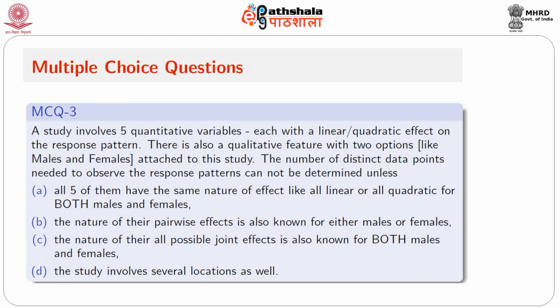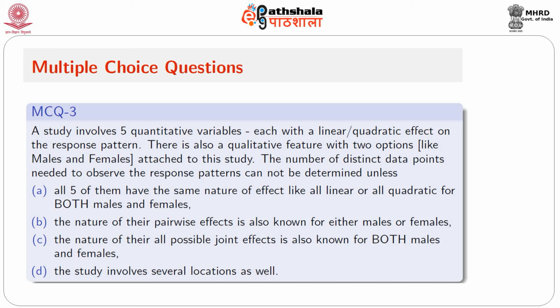Yes. So here is the final. Here is the third one. Our study involves 5 quantitative variables, each with a linear or quadratic effect on the response pattern. There is also a qualitative feature with 2 options like males and females attached to this study. Now, the number of distinct data points needed to observe the response patterns cannot be determined unless all 5 of them have the same nature of effect, like all linear or all quadratic. That's not needed.